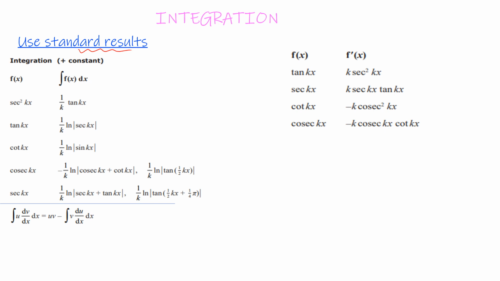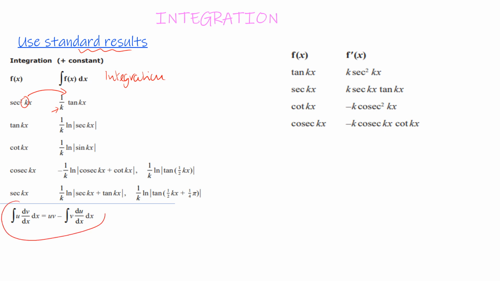So this is the page from the formula book. On the page you've got an integration section. So for example, sec squared, you get that integrates to tan x. The k is just standing for a constant. What happens to that constant? It goes 1 over k on the front. So you get all those standard integrals.